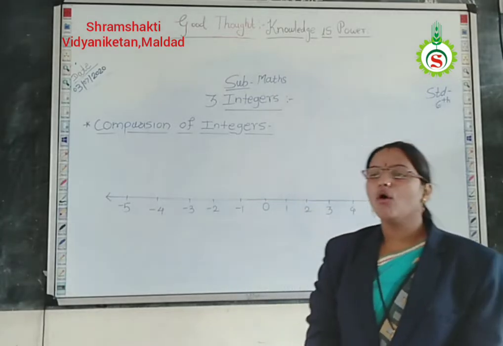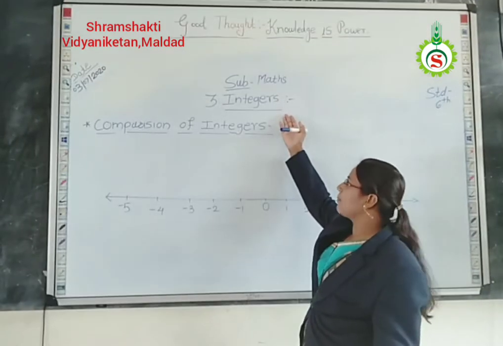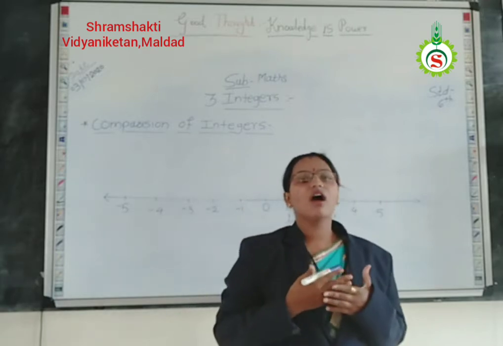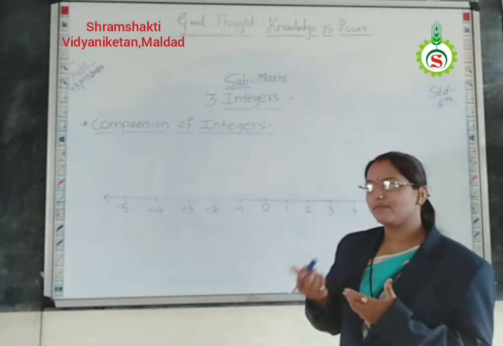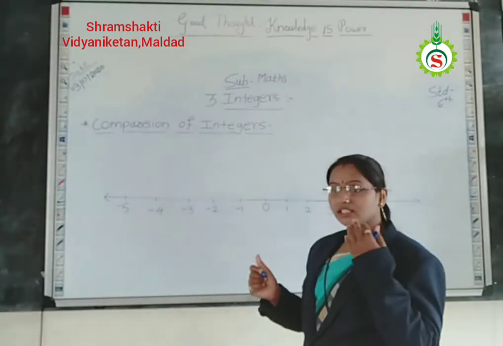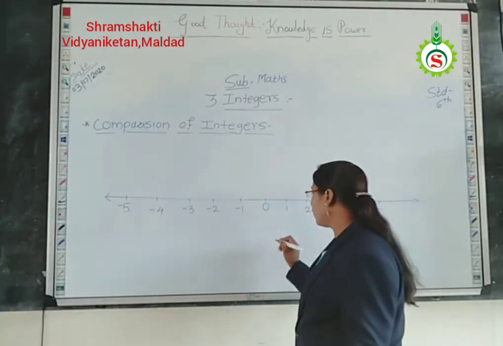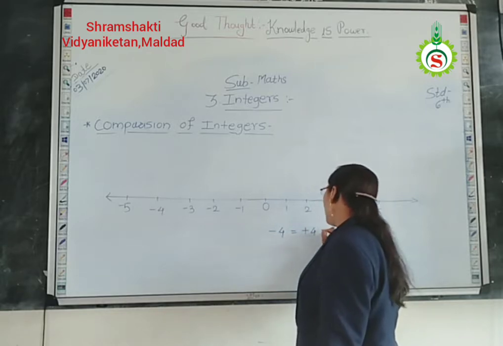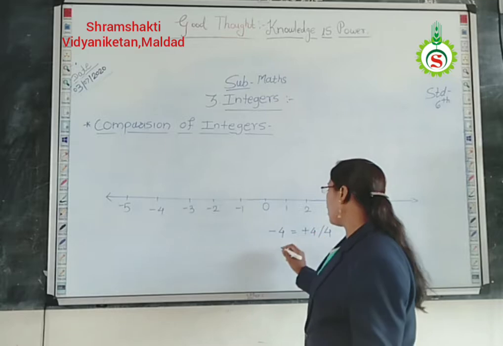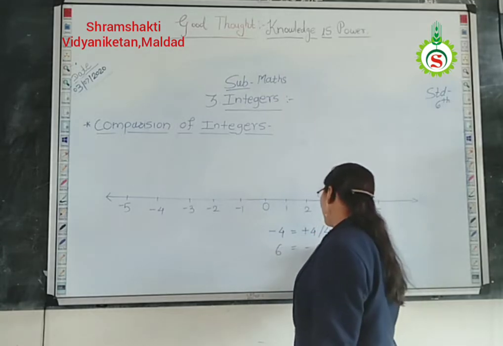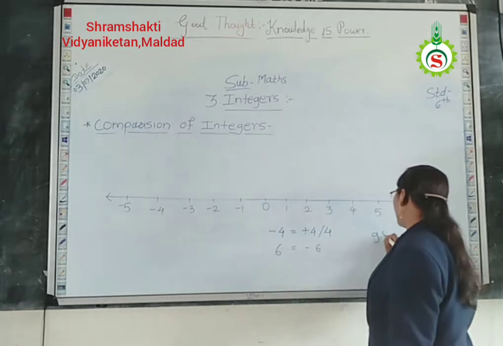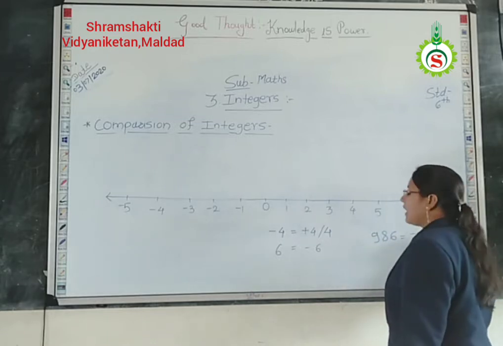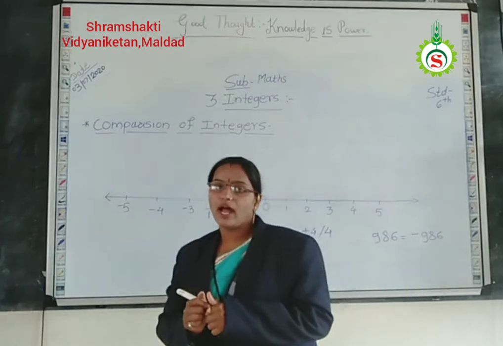In previous video, we started our third chapter and we studied addition of integer, opposite numbers. So what is meant by opposite number? We studied some examples related to opposite number, like opposite number of minus 4 is either we write plus 4 or simply write as 4. Opposite number of 6 is minus 6. Opposite number of 986 is minus 986, like this.